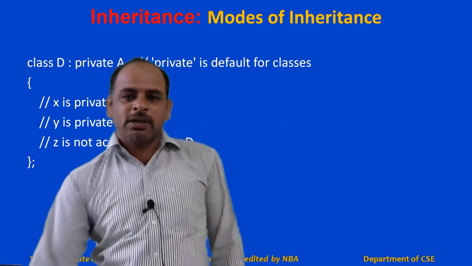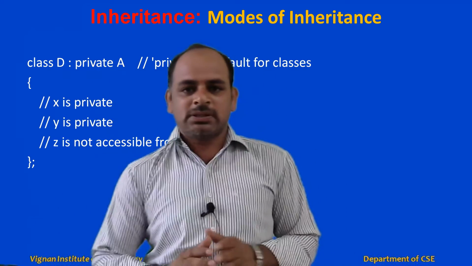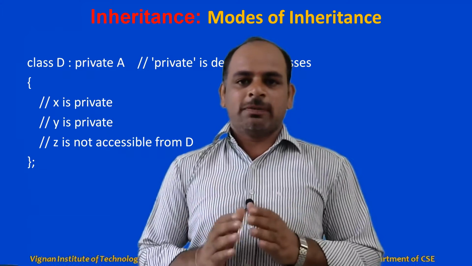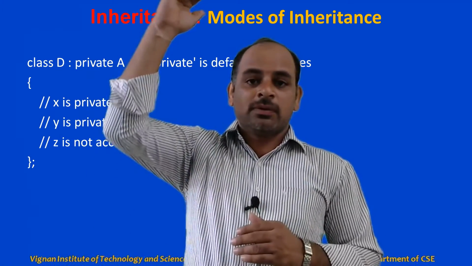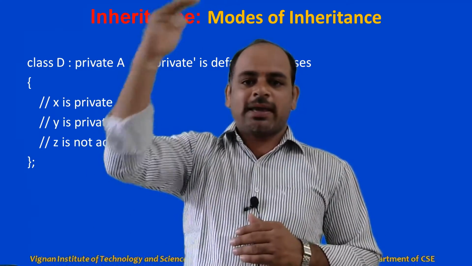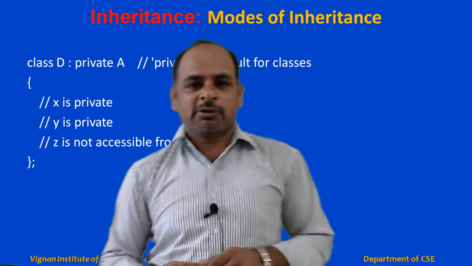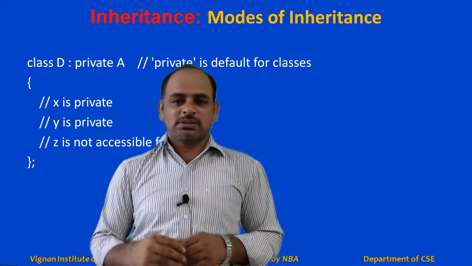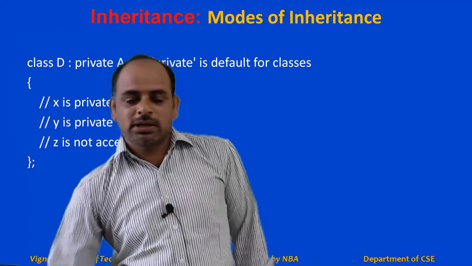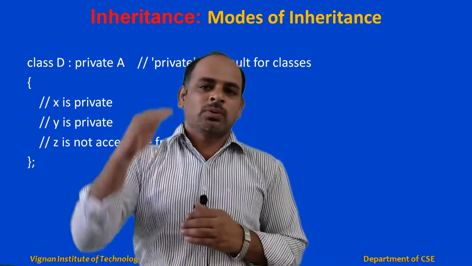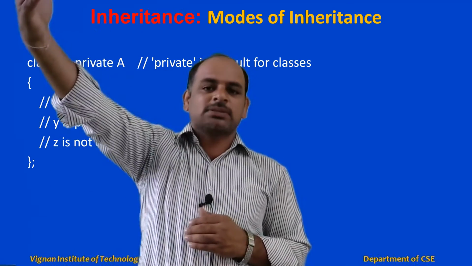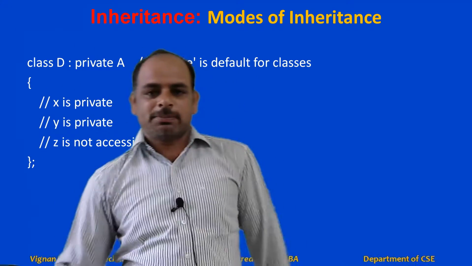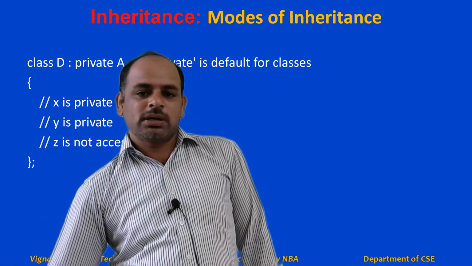So anyway, the outcome of this is that for any mode of inheritance, the private members of the base class are not accessible by its derived class. Private members of the base class are not accessible by the derived class. If you want to access them, you have to use the public members of that base class, and through those you can access the private members of those classes.